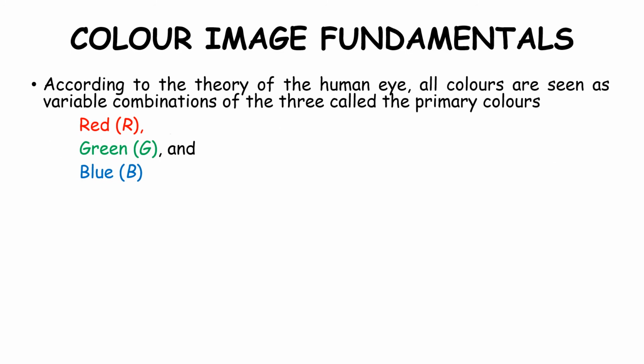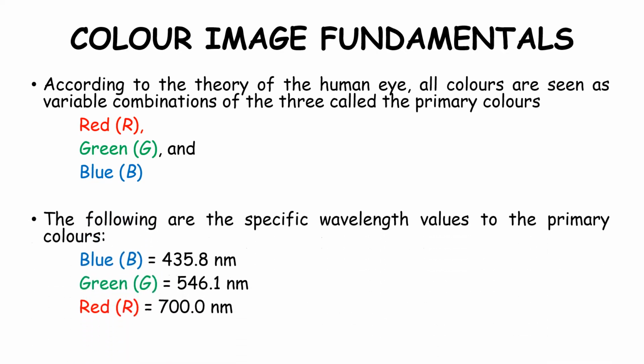Let's move on to the color image fundamentals. According to the theory of the human eye, all colors are seen as variable combinations of three colors called the primary colors: red, green and blue. The specific wavelength values for the primary colors are: blue is 435.8 nanometer, green is 546.1 nanometer and red is 700 nanometer.